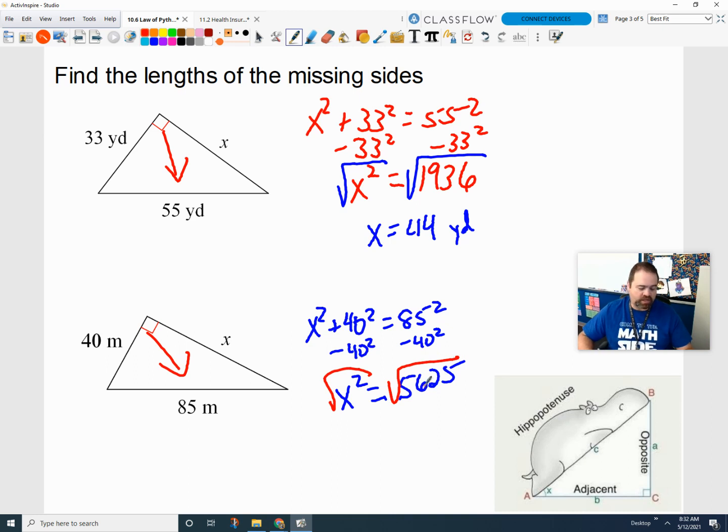Now, you may have noticed, you may not have noticed, I didn't put the positive and negative on these. The reason why I didn't put the positive and negative on these is because you're solving for a side of a triangle. That's always going to be a positive measurement, so I don't need to include the negatives.